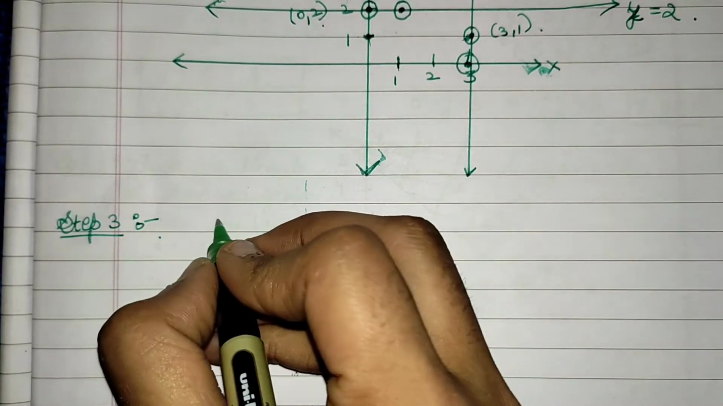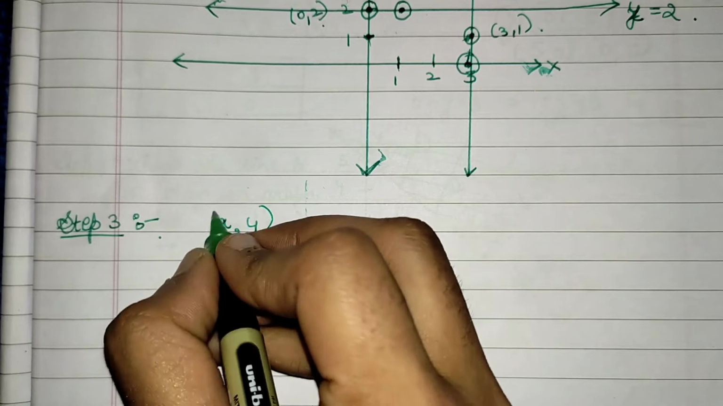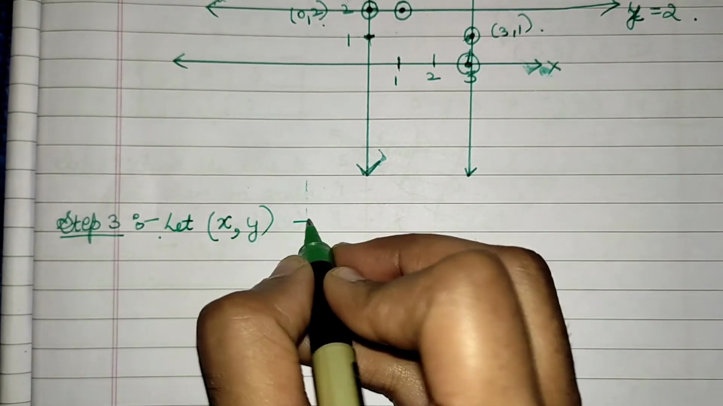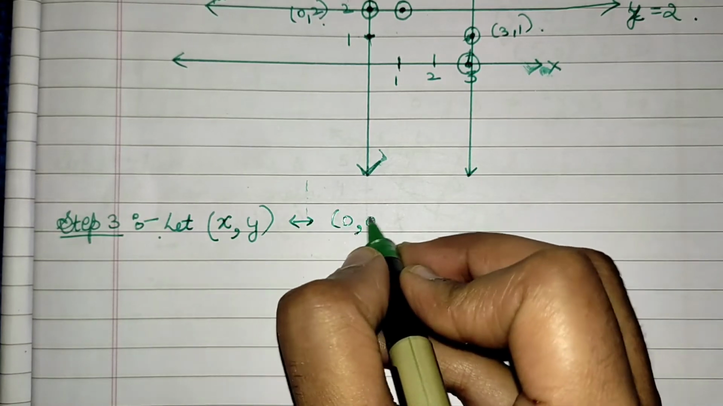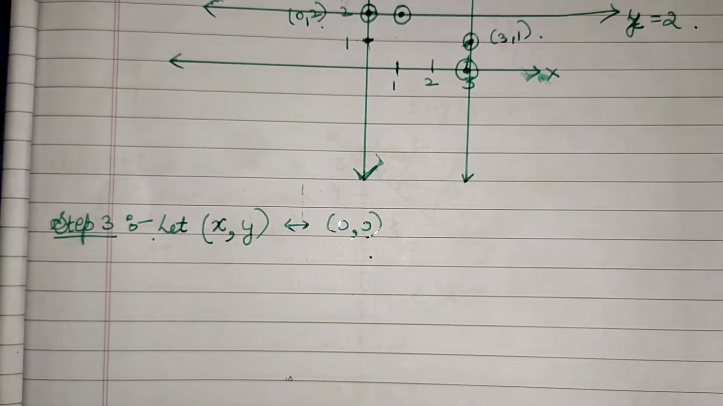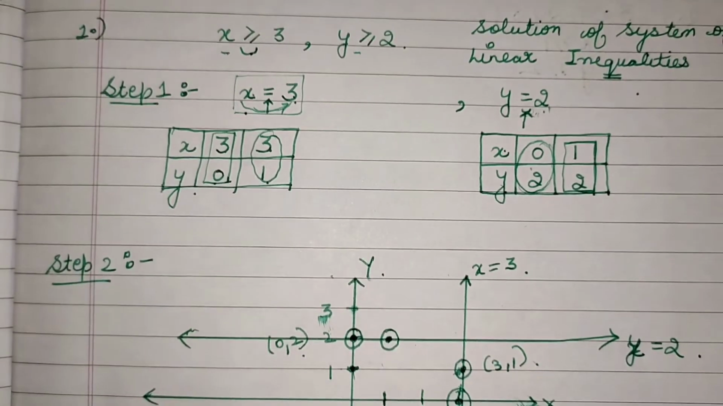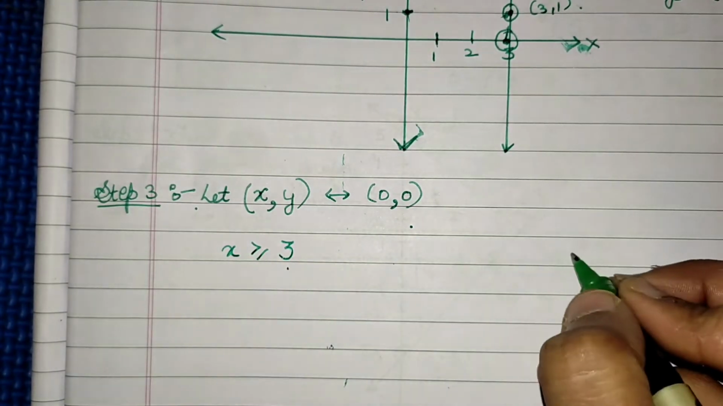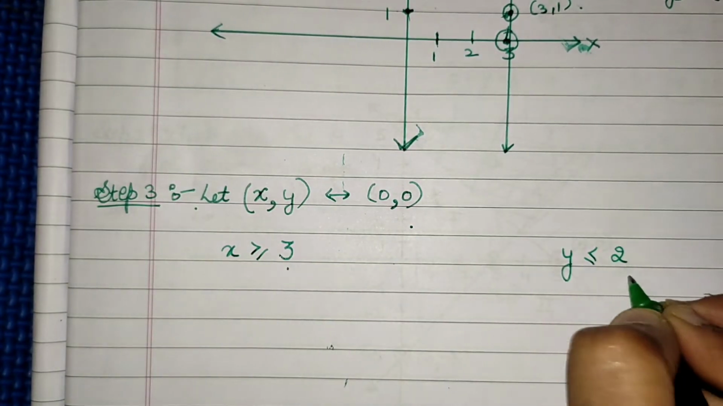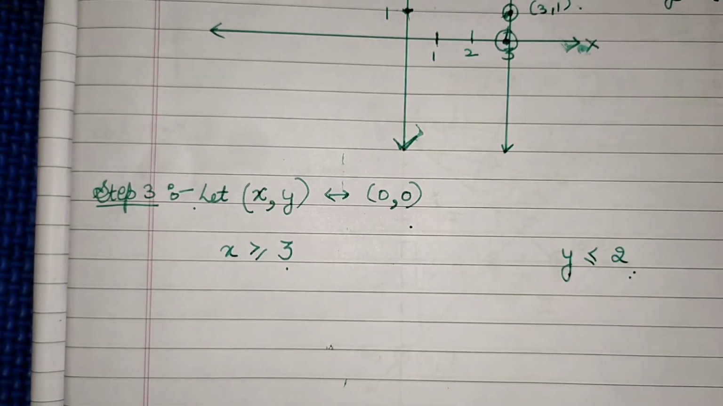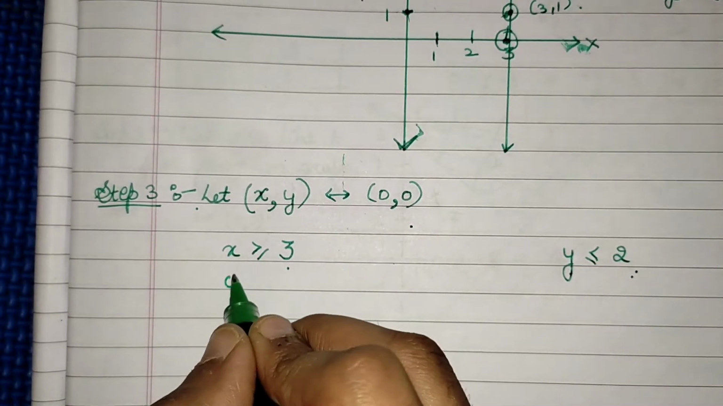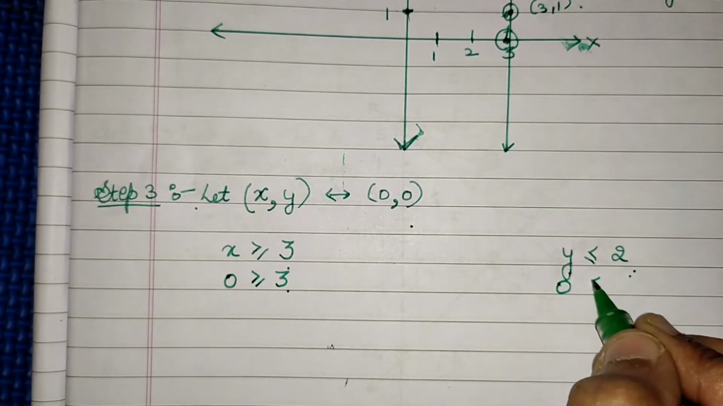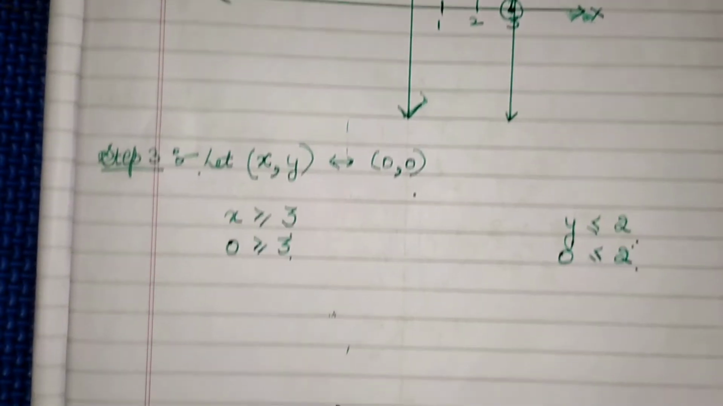Okay, so now in step number 3, we will find the solution. These are the same steps which you have to perform in each and every question. Let us imagine that (x, y) is equal to (0, 0). Put this value in both the inequalities. My first inequality is x is greater than or equal to 3 and my second inequality is y is less than or equal to 2. If I put x as 0, then 0 is greater than or equal to 3, and here I will get 0 is less than or equal to 2.